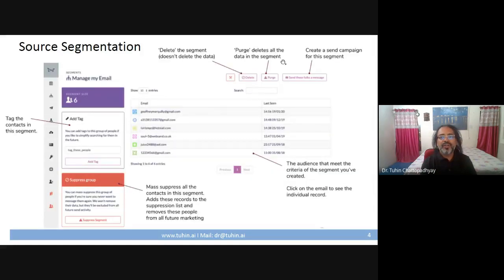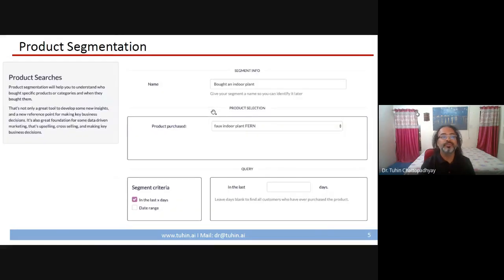So these are the different options: you can delete the segment, you can purge it, you can create a second campaign for this segment. All this flexibility these kinds of platforms give. Tag the context in this segment, the audience that meets the criteria of the segment you have created. Click on email to see the individual record. That's the kind of visibility the platform gives.